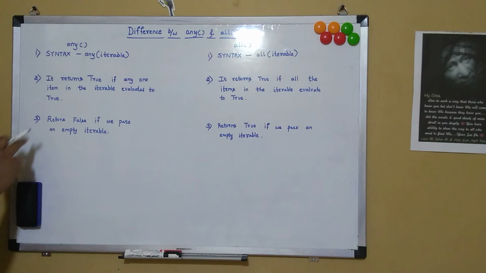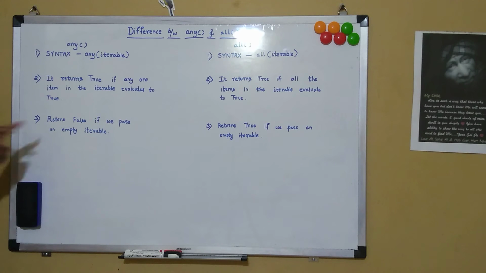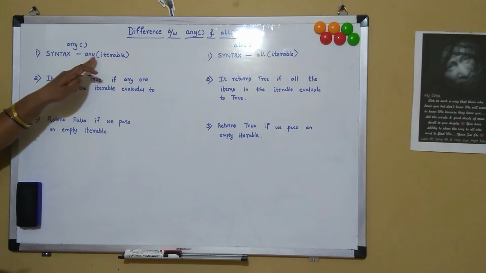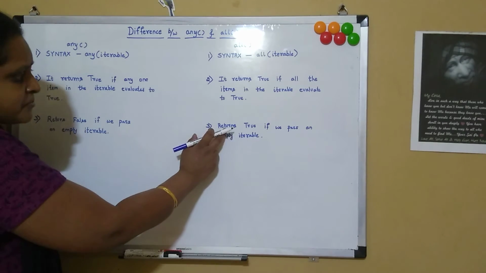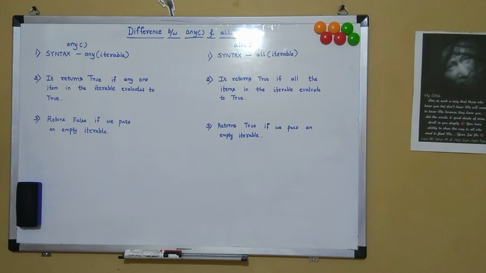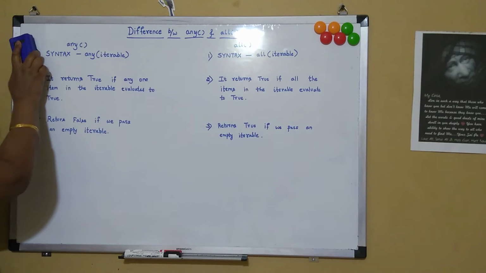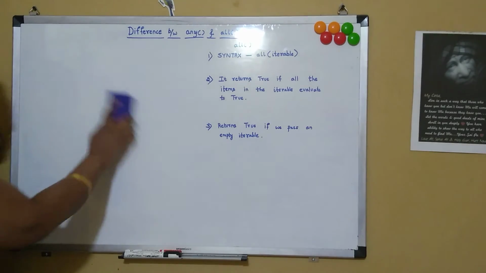And the third point is it returns false if we pass an empty iterable. If we pass an empty list or an empty tuple, set, dictionary or an empty string as an iterable to the any function, it will return false. And if we pass an empty iterable to the all function, it returns true. So these are the main differences between all and any built-in function in Python programming language. And now let's look into some code examples and see how it works.